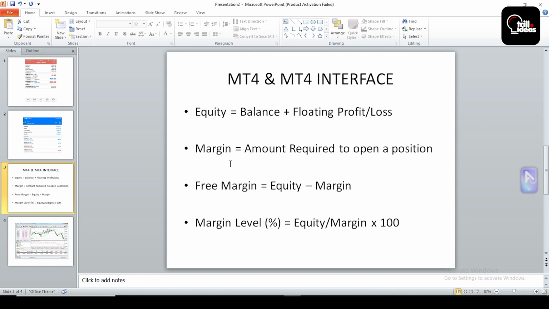So margin is the amount required to open and keep a trade running. Free margin is equity minus margin. Margin level percentage is equity divided by margin times 100. That will give you the percentage. So guys, let's go back to that and do the calculation.